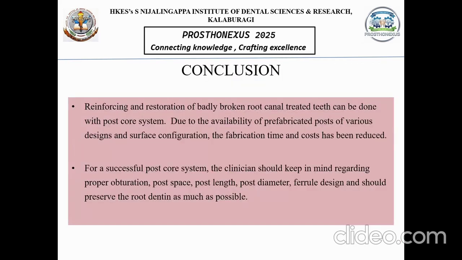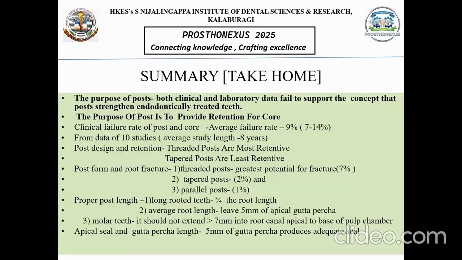Conclusion: reinforcing and restoration of broken down root canal treated teeth can be done with post and core system due to availability of prefabricated posts of various designs and surface configuration. The fabrication time and cost have been reduced. For a successful post and core system, the clinician should keep in mind proper obturation, post space, post length, post diameter of variable design, and should preserve the root dentin as much as possible.